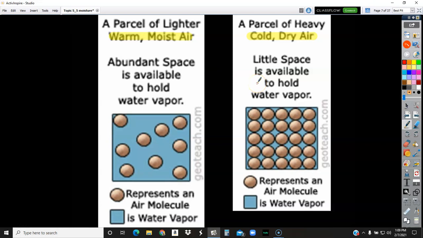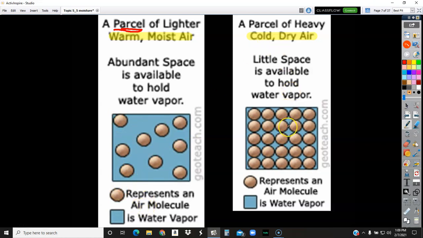This shows both situations. So on the left, you have warm air. It says a parcel. When you see that on a question, some kids have said, what do you mean by parcel? Just an amount of air. So it's some amount of lighter air. It's warm and moist, and therefore I can fit a lot of water in there. So warm air, it says abundant space is available to hold water vapor. So the warmer the air, the more spread out the air molecules are. See, these brown circles are the air molecules, and then you can see I can fit a lot of water in there.